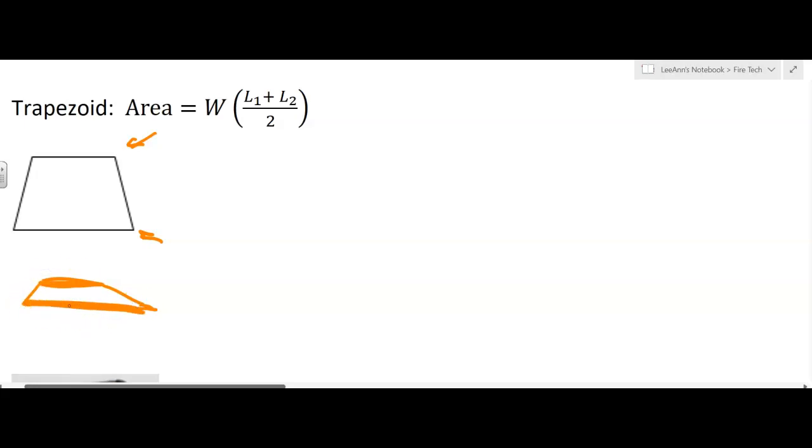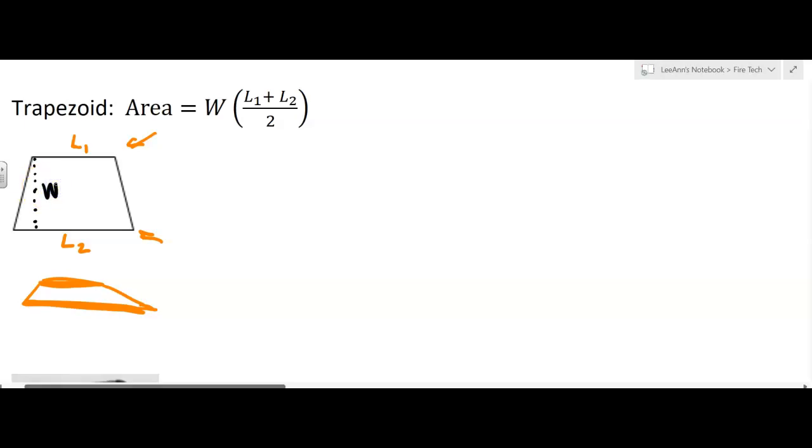Okay, we call those parallel sides length 1. Remember, that's a subscript, so length 1 and then length 2. Usually the smaller one's length 1, but it doesn't really matter. And then we have a width. Sometimes it's also called the height, which it would be if you dropped a perpendicular, or put a line that was perpendicular to both L1 and L2. And that's going to be the W.